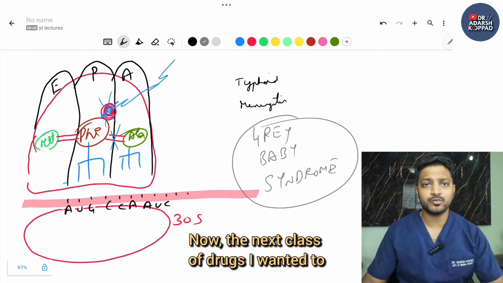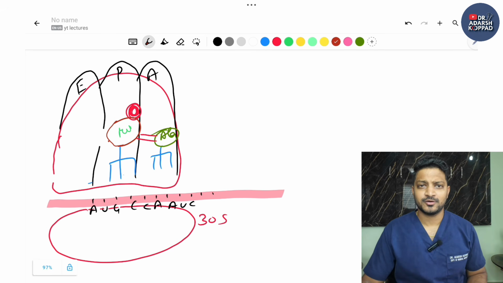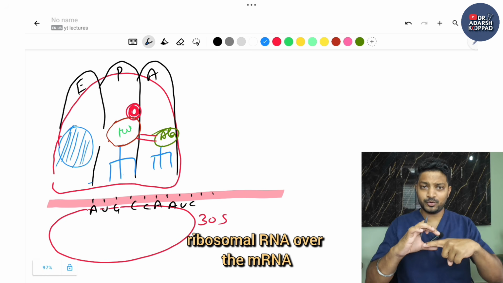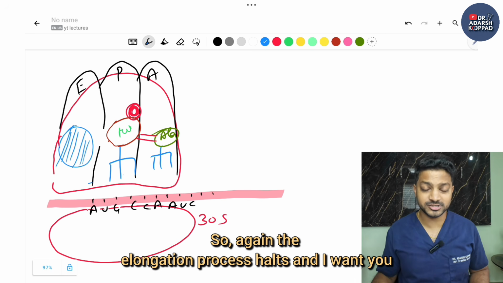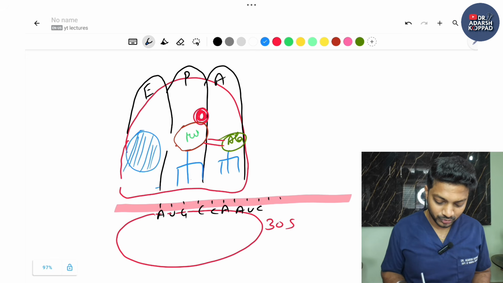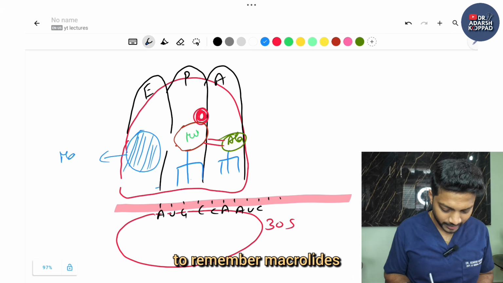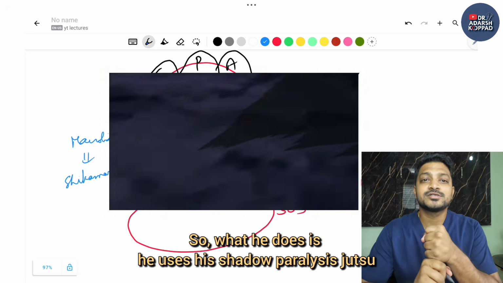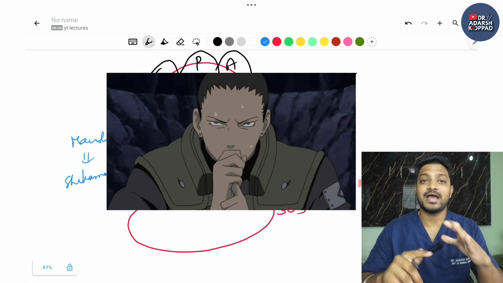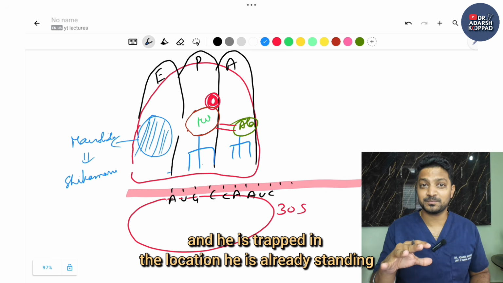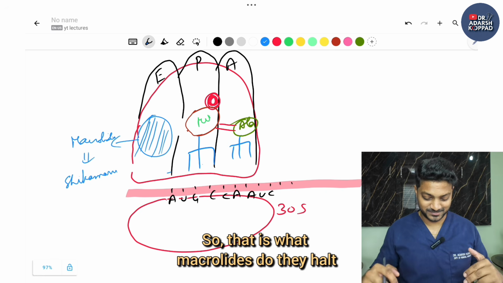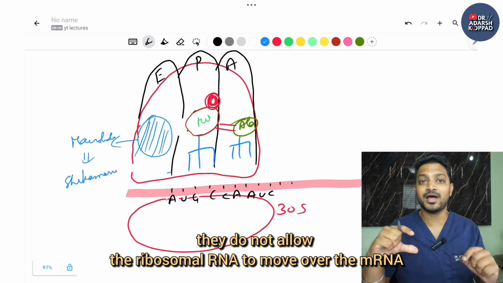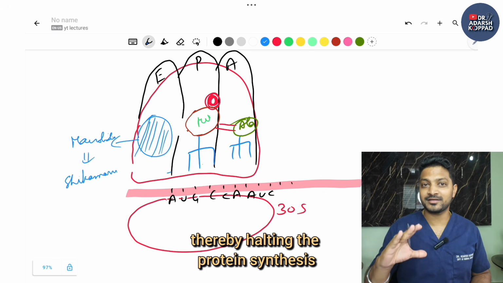Now the next class of drugs I want you to remember are macrolides. What these do, these again bind to the 50S subunit and prevent the movement of ribosomal RNA over the mRNA. So again the elongation process halts, and I want you to remember macrolides as Shikamaru. So what he does is he uses his shadow paralysis jutsu. The enemy can't move and he is trapped in the location he is already standing. So that's what macrolides do. They halt the process of elongation. They don't allow the ribosomal RNA to move over the mRNA, thereby halting the protein synthesis.